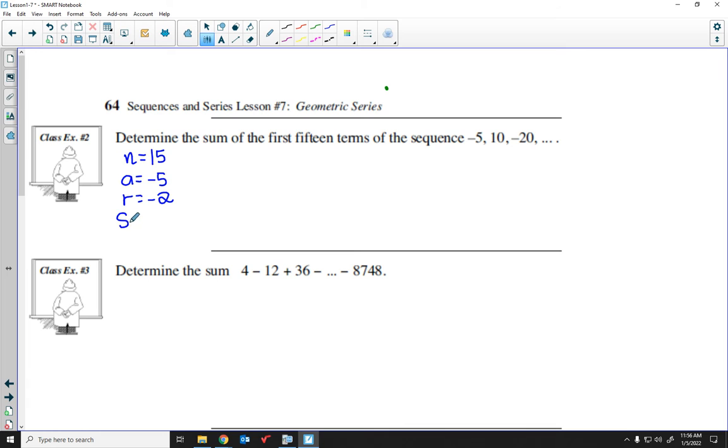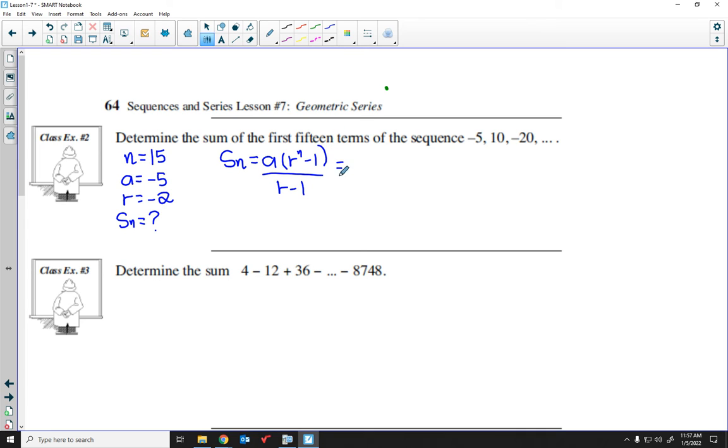And I want to calculate S of n. I'm going to use the first equation to do this one. So that equation looks like S of n, and I like to write down my term 1 as a, not t1. So S of n would be equal to a, and then r to the power of n minus 1, and then divide this all by r minus 1.